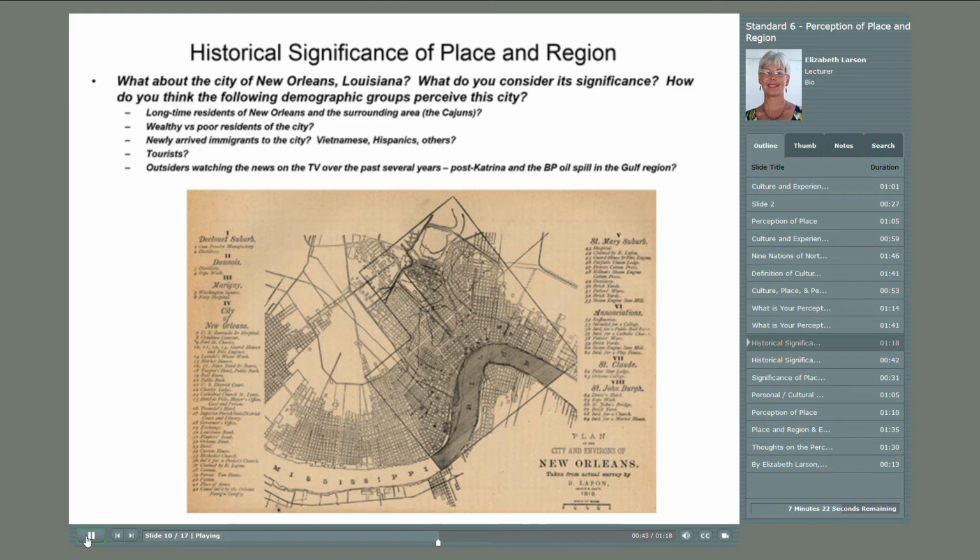What about newly arrived immigrants to the city? Vietnamese, Hispanic, others. What about tourists who pack in the city of New Orleans and sit and enjoy beignets at the Café du Monde or walk down Bourbon Street and listen to some of the great jazz music? What about outsiders watching the news on TV over the past several years, post-Hurricane Katrina and the BP oil spill in the Gulf region? Each one of these groups will have a very distinct perception of New Orleans.